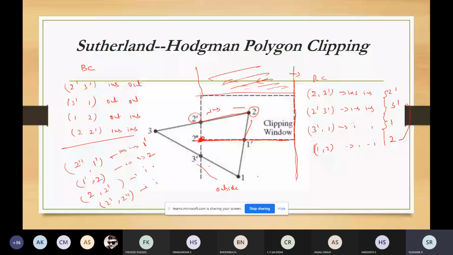So once this algorithm is passed, my final output will be the edges formed by the vertices 1 dash 2, 2 dash, 2 double dash, and this. So only this part will be visible, the other parts will be cut off. So this is the working. You can check here when it is passed to the final stage. This is the working of the Sutherland-Hodgman polygon clipping algorithm.